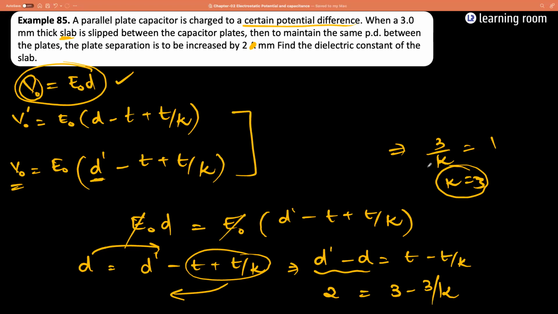Check if there are no calculation mistakes. No, E naught will get cancelled. D minus D dash, so D is D only. So kappa should be 3. Shall I proceed?